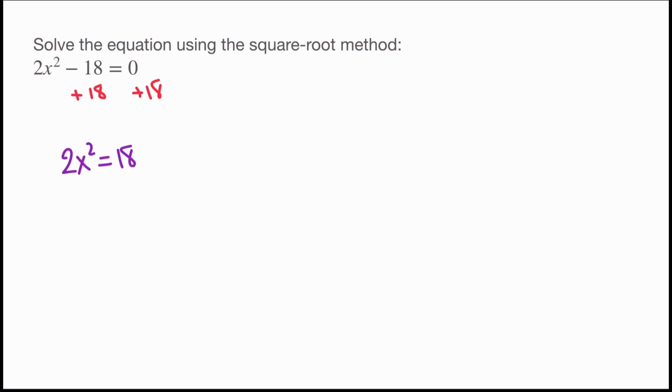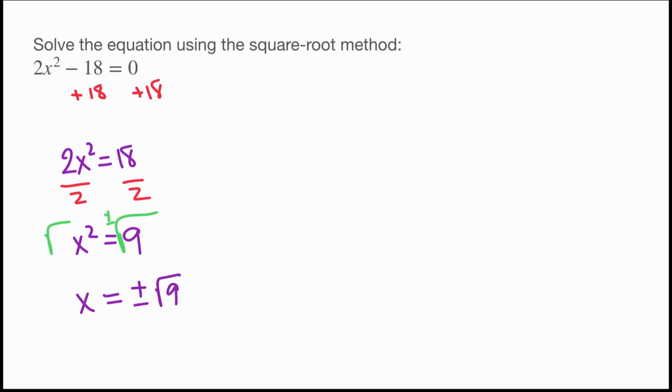In this case, that means add 18 to both sides, and then divide both sides by 2. So now that I have the x squared by itself, x squared equals 9, I can finish by taking the square root of both sides. However, I will need to add a plus or minus to indicate that the answer could be positive or negative. If you square a positive or a negative number, you get the exact same thing. So there's two possible answers, positive or negative square root of 9, which is positive or negative 3.